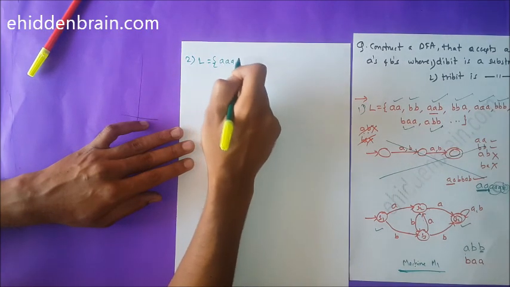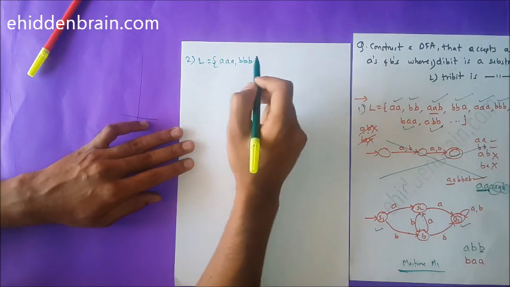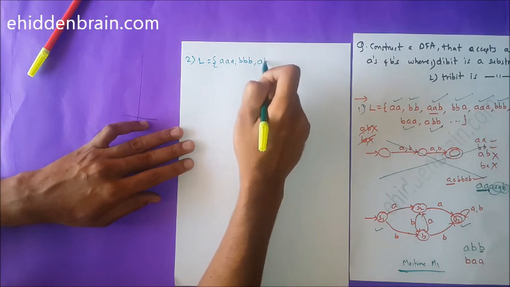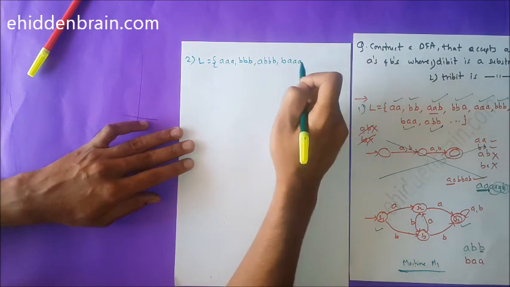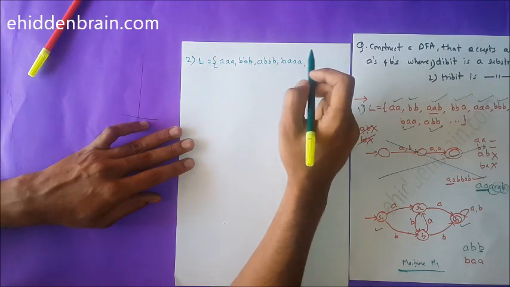So A is there, B is there, right? A, B there, or B, A there. Something like these strings you must be able to accept.